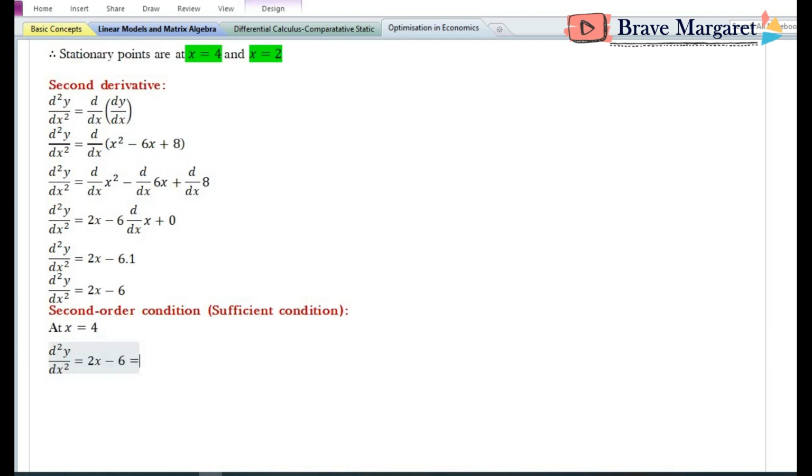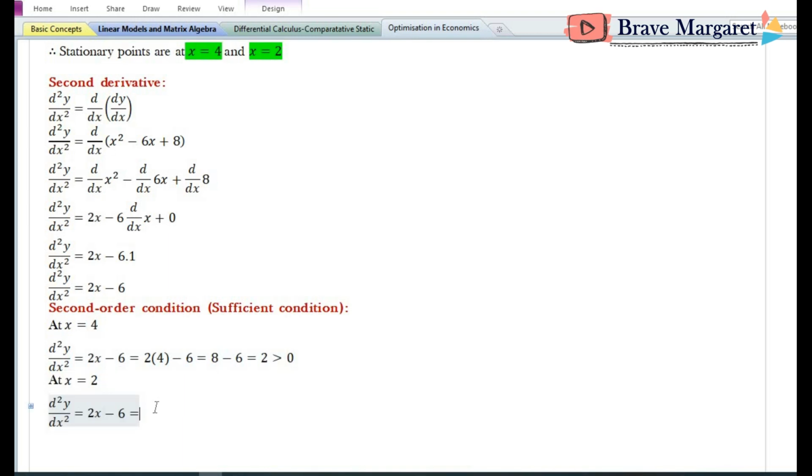Let us first substitute the value of x equals 4. 2 times 4 equals 8, minus 6. 8 minus 6 equals 2. Therefore, the second order derivative is positive at x equals 4. Let us now check whether the second order derivative is positive or negative at x equals 2. 2 times 2 equals 4, minus 6. 4 minus 6 equals minus 2. Therefore, at x equals 2, the second order derivative is negative.